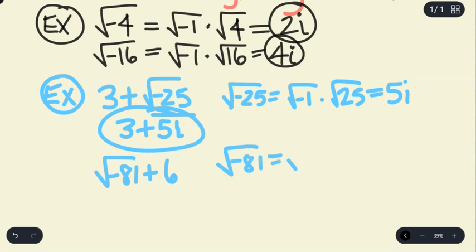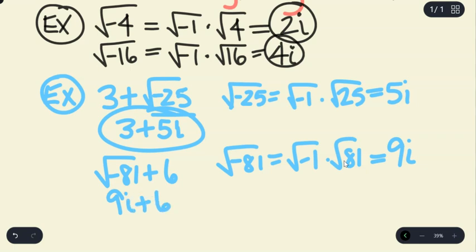I'm going to use the product rule and split that apart. And so the square root of 81, that's a perfect square, is 9. And then the square root of negative 1 is i. So if I come back over here, I'm going to have 9i plus 6.